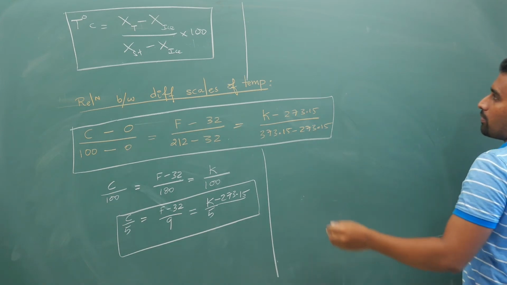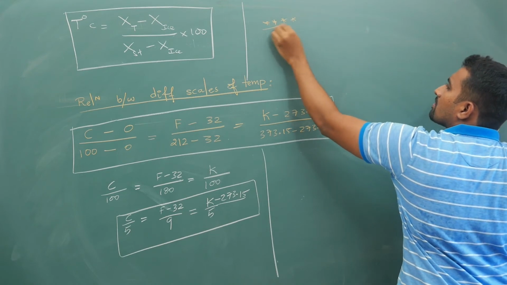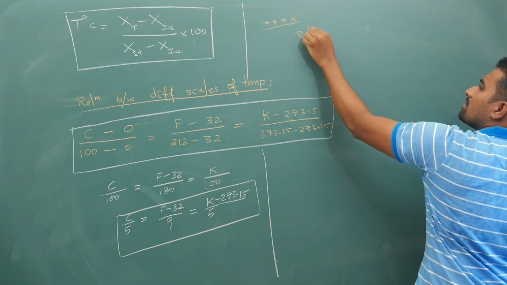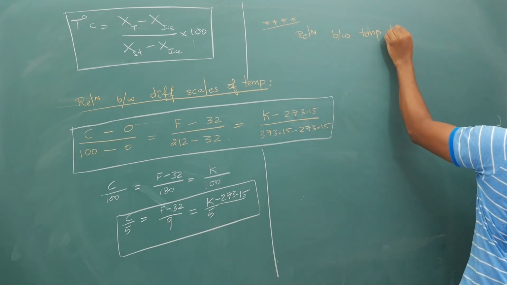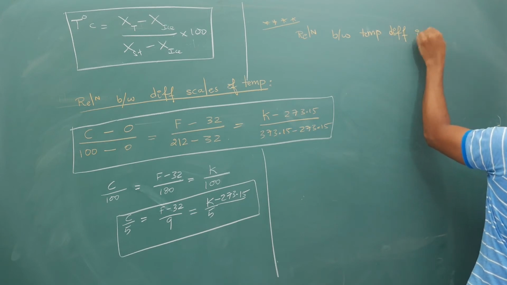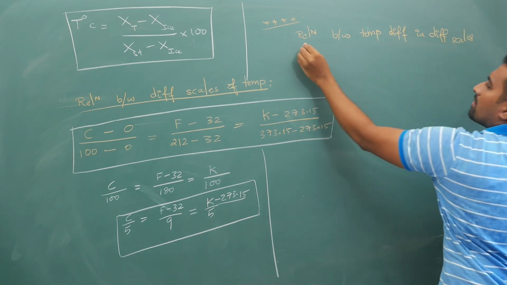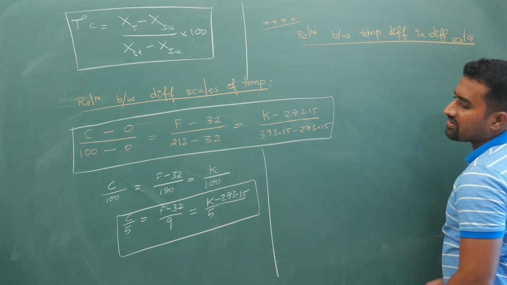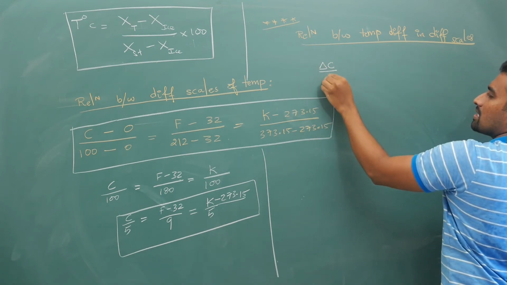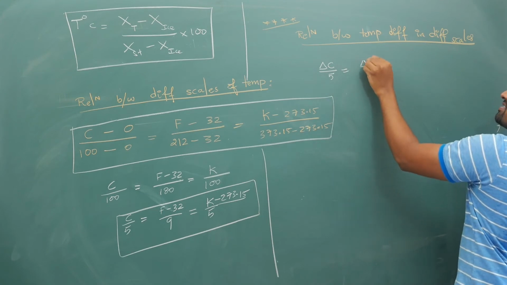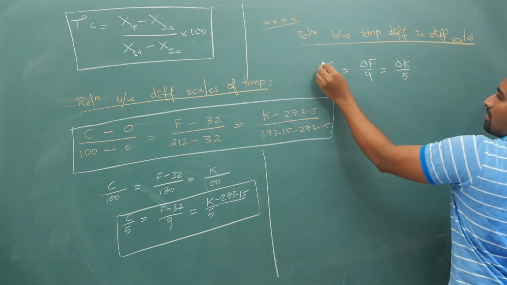Now an important point, very important, I will put stars: the relation between temperature differences in different scales. What is this relation? I will tell you. Delta C by 5 is equal to delta F by 9, which is equal to delta K by 5. How did you get this? I will tell you.